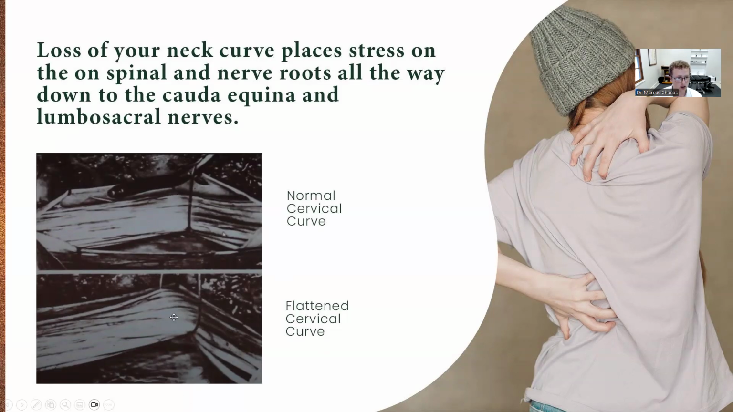They've put a load on the actual fibers in the lower back, and they've had people with a normal cervical curve versus a flattened cervical curve. With the flattened cervical curve, you can see there's increased tension placed on the spinal nerves in the lower back. So what's happening in the cervical spine can be affecting what's happening in the lumbar spine, or the lower back.